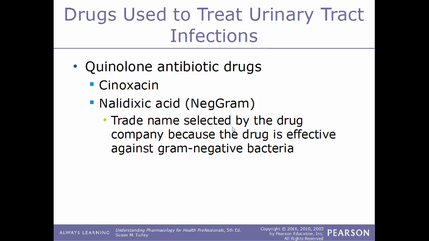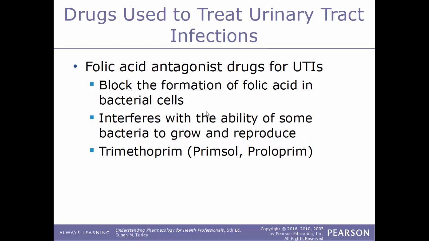That name, Negram, was chosen because this drug is effective against gram-negative bacteria. Next, folic acid antagonist drugs. These work because they block the formation of folic acid in bacterial cells, so this interferes with the ability of some bacteria to reproduce. Some examples of this category of drugs would be trimethoprim, which is sold under the names Primsol or Proloprim.